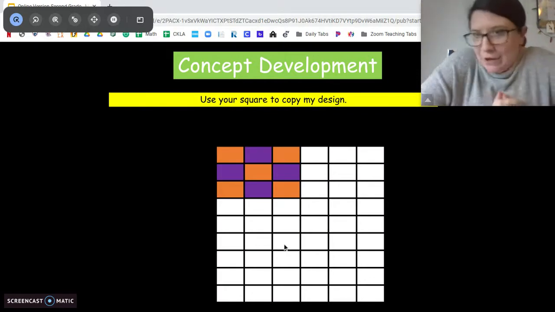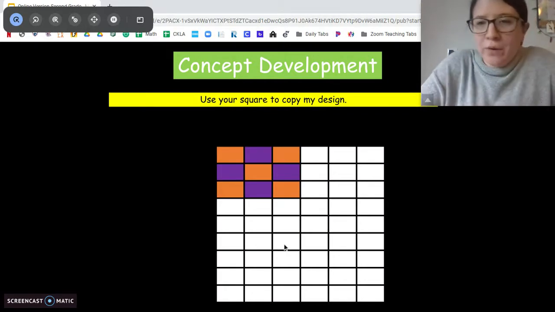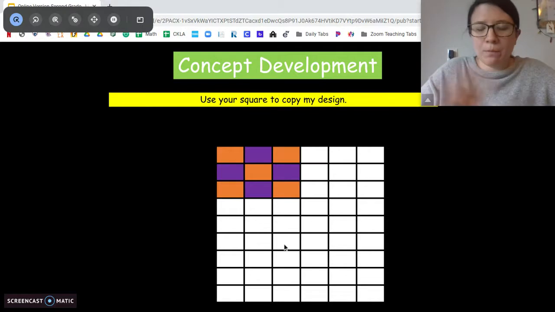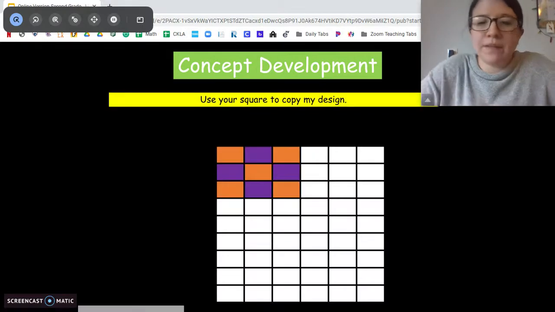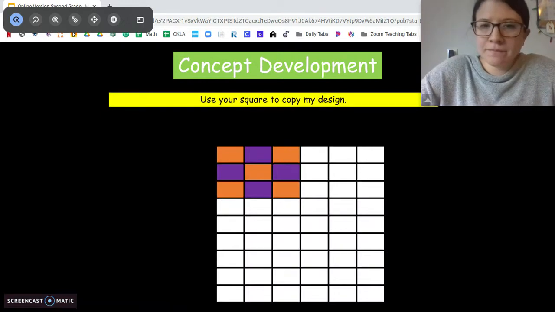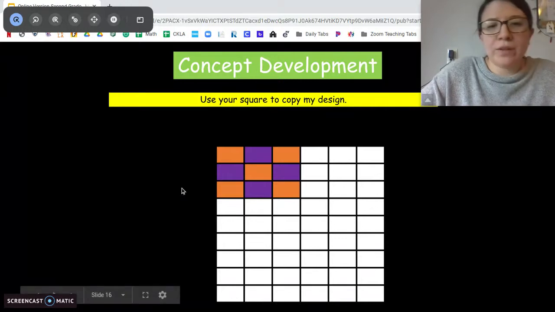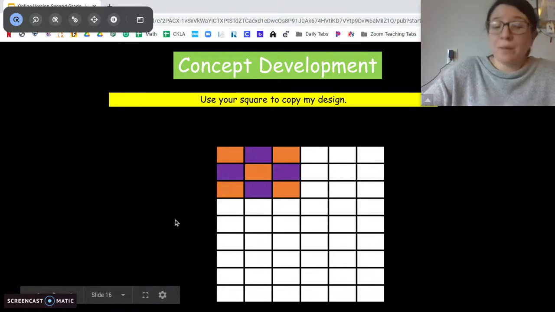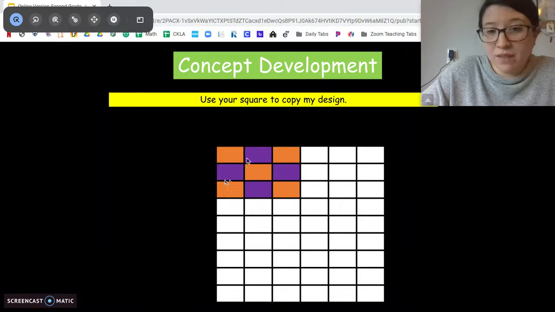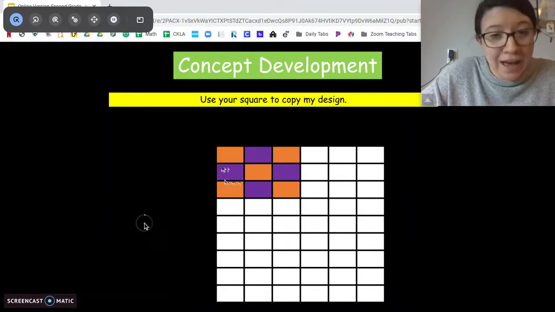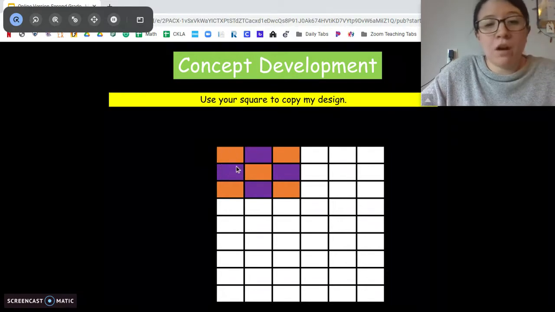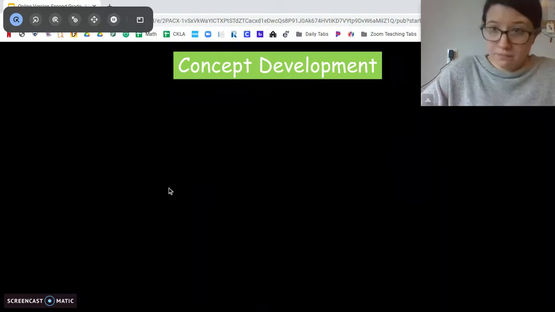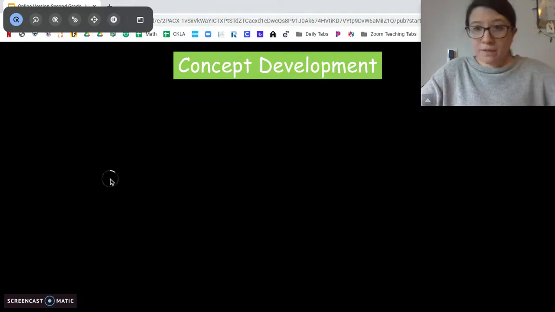So I drew a design on my grid paper. What do you notice about my design? Try talking to someone at home about what you notice about this pattern, this design. Good. So you might be noticing I used 2 colors. You might be noticing that it makes kind of a square with the purple. You might be noticing I did it in a pattern. So I have orange, purple, orange, purple, orange, purple. Maybe you noticed that. You might have noticed something else too.